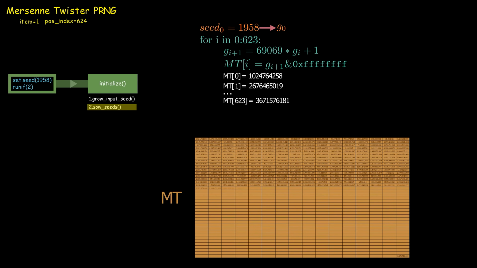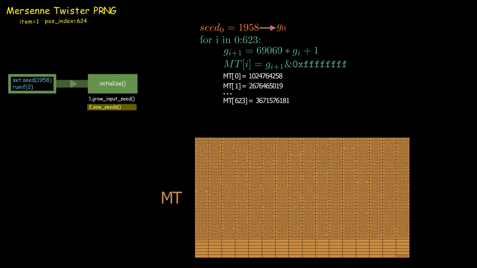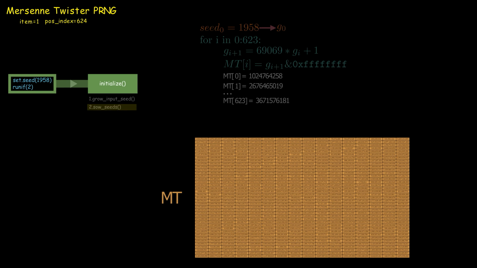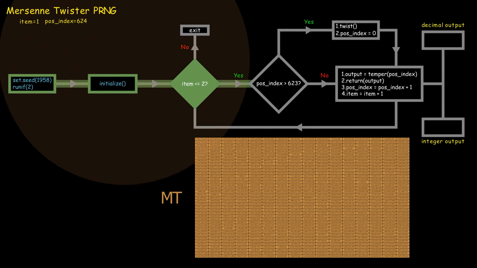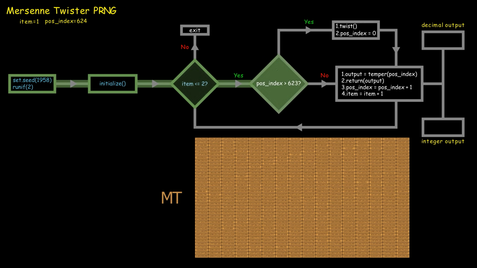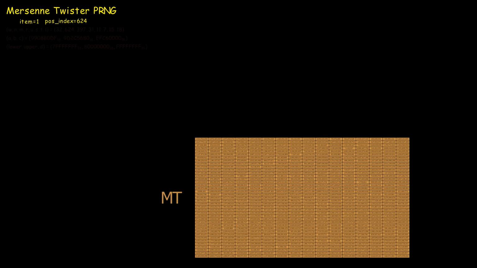As soon as all 624 numbers make their way into the grid, the sow seed step is complete. This in turn implies that the initialize step is complete and we're ready to move on. With item having a value of 1, the first condition is met, and with POS index having a value of 624, the second condition is also met, and we take the upper branch and execute the twist step.